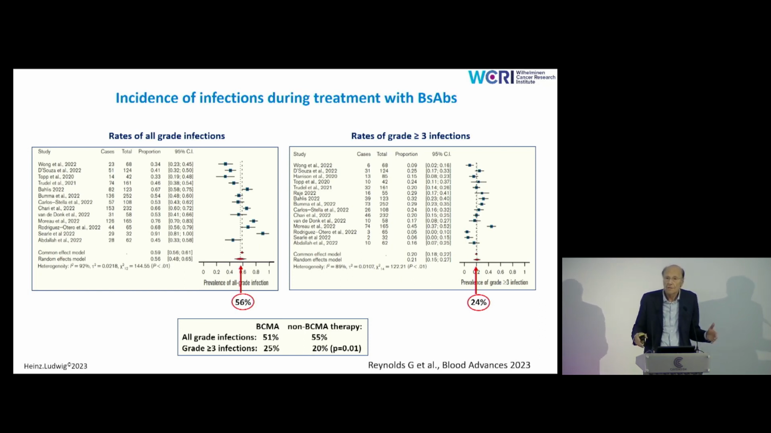And there are data showing that, and that is true for bispecific antibodies or CAR T cells, if they target BCMA, the effect on lymphopenia is much greater than when you target non-BCMA epitopes on myeloma cells. And in here you see the difference of grade 3 and higher infections is significant. And in some studies, it's even more impressive, the difference between BCMA and non-BCMA targeted therapy.